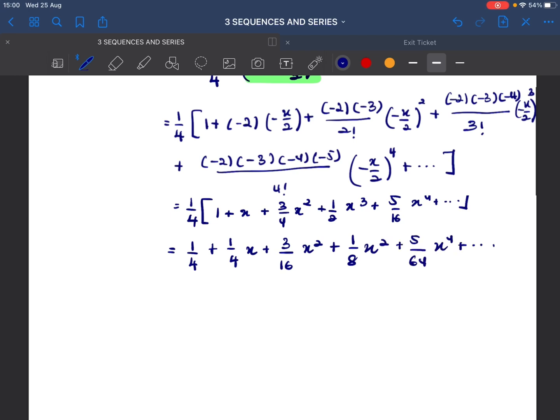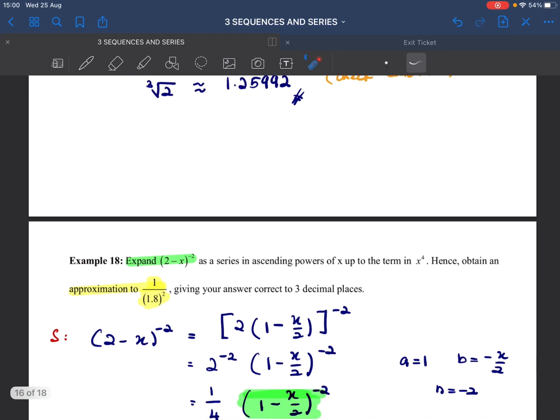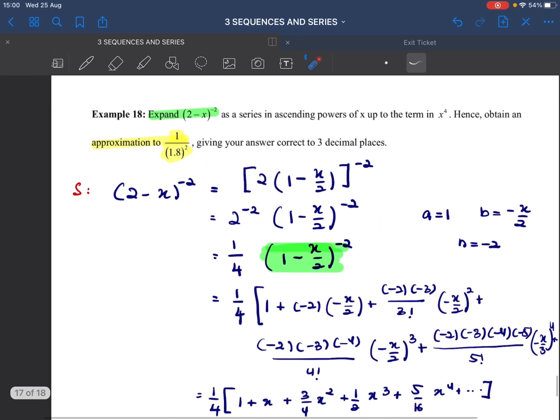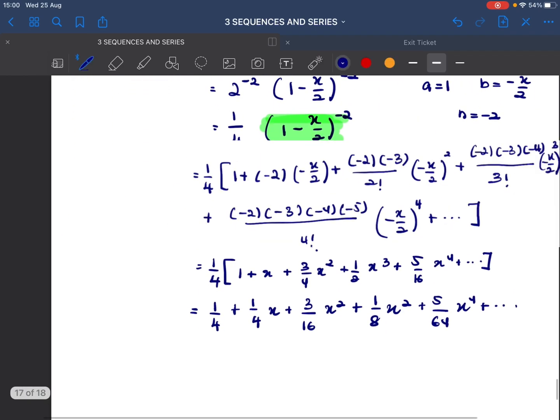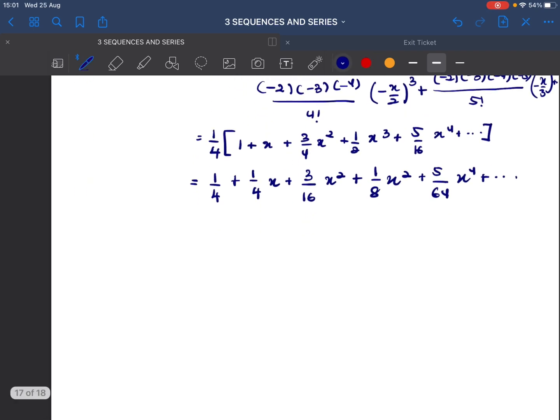Okay, so now you have already expand your question. So tengok saya buat sampai x to the power of 4. Sebab soalan cakap up to the term in x4. Okay, check balik soalan sentiasa check soalan apa yang soalan minta. So the first step and the second step, which is E dekat sini, kita dah selesaikan. Okay, say kita dah selesai. And then we are going to proceed to the next step, which is V.